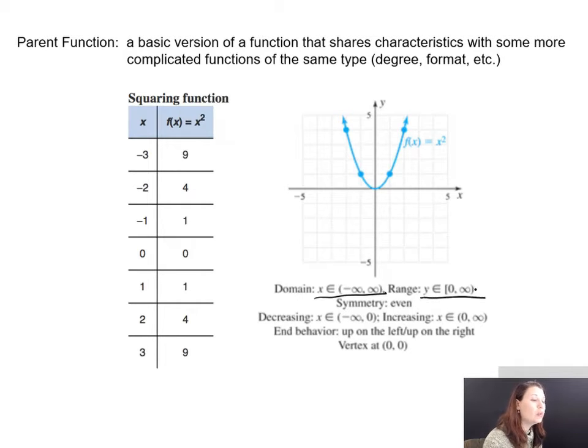So that means we don't have the full range. We just have from 0 included to infinity, so it uses just the top half, in a way. Now, thinking about symmetry, it reflects around the y-axis, so that means it's an even symmetry. Then, decreasing and increasing: remember, from left to right, it's decreasing until 0 and then increasing after 0. And for end behavior, both ends are pointing up, so the end behavior is up for both.